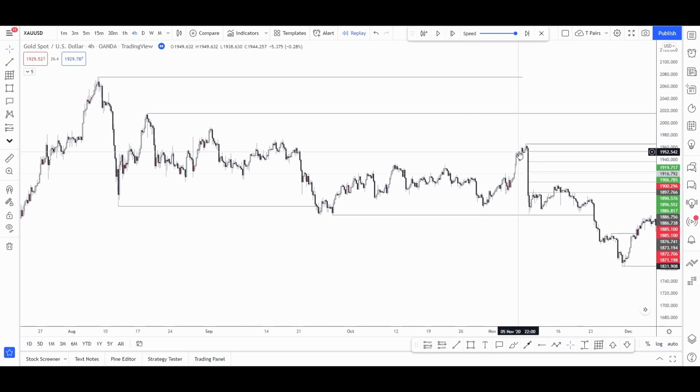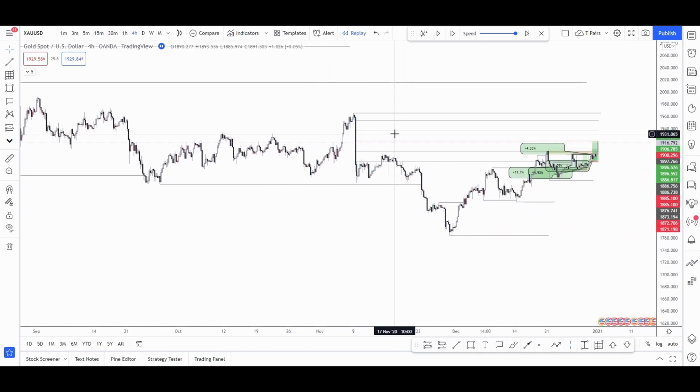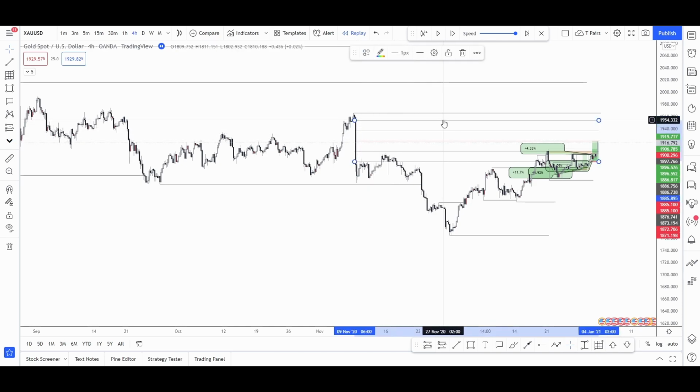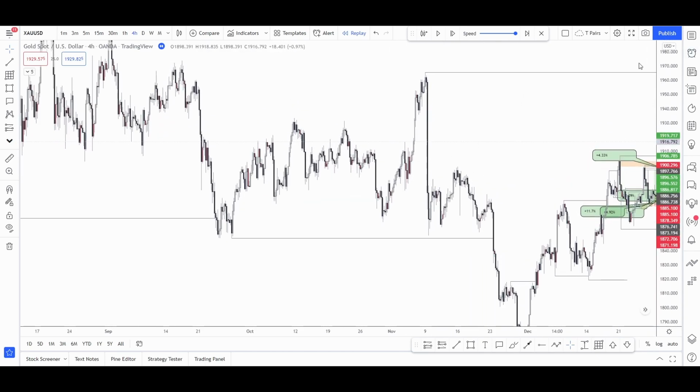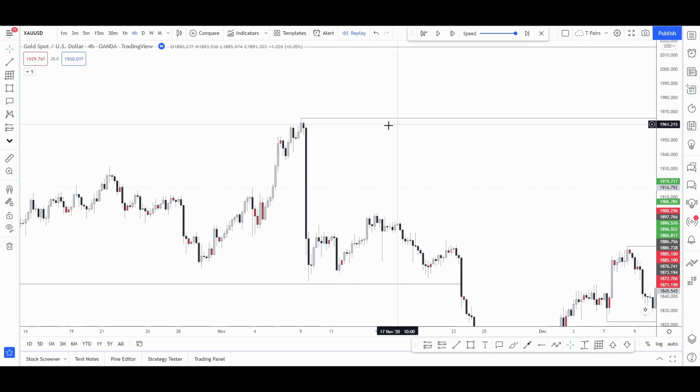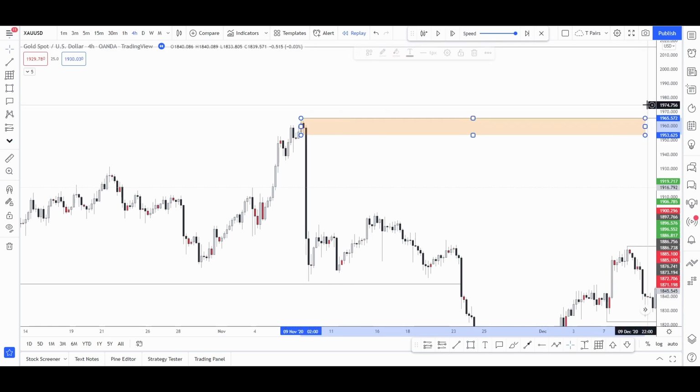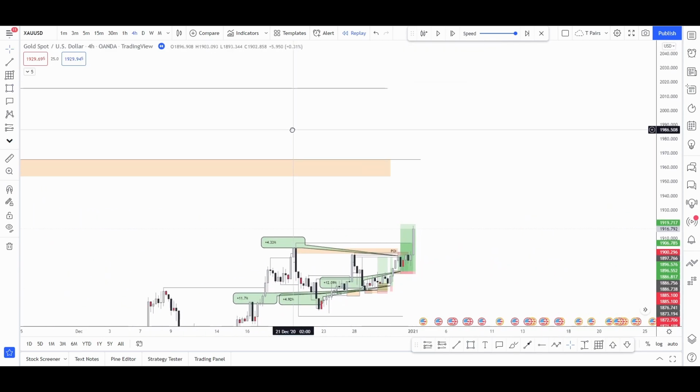Gold normally always fills. It's not like the euro where it comes to the equilibrium. So I'm going to get rid of that idea. I'm going to go probably with the last order block up here. It is the order block strategy after all. So yeah, I'd be keen to work it to here. Okay, so this is my point of interest.